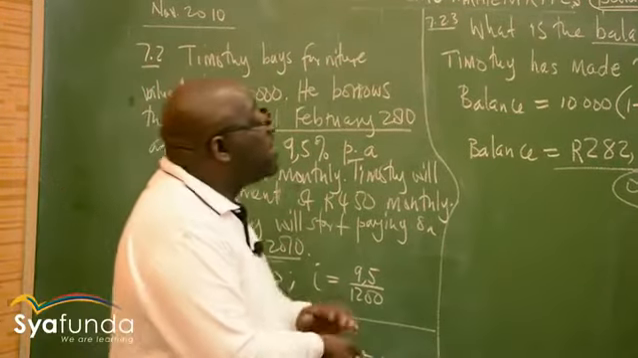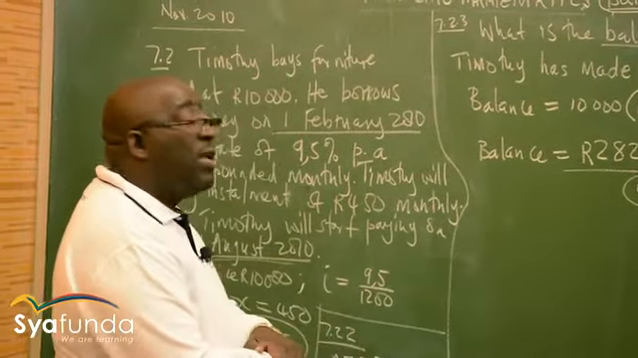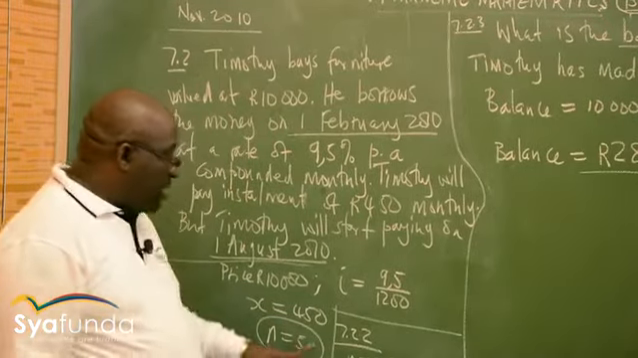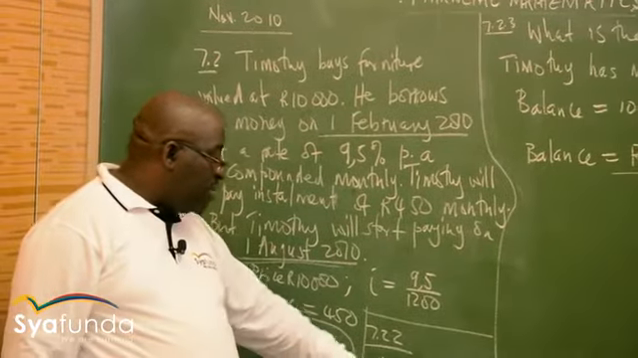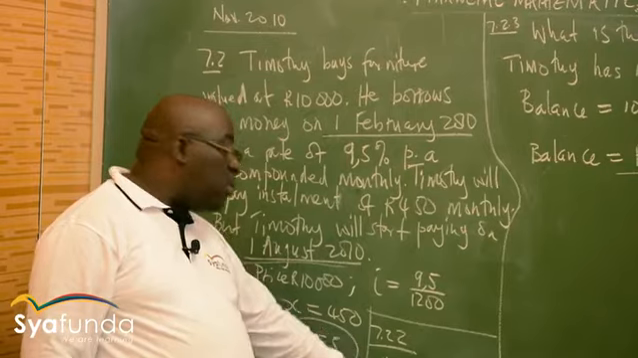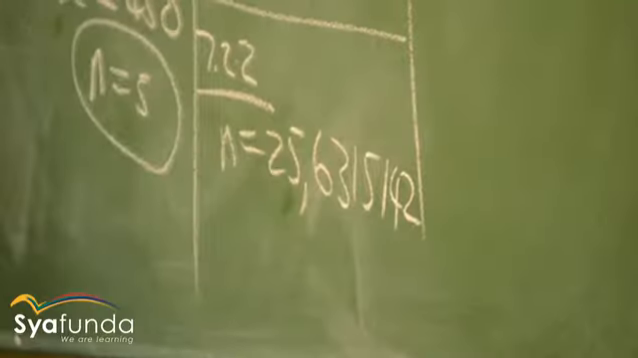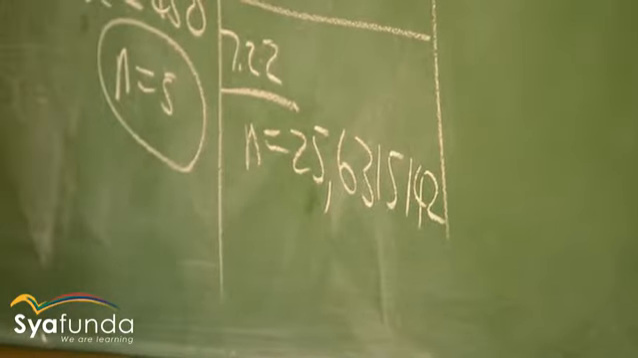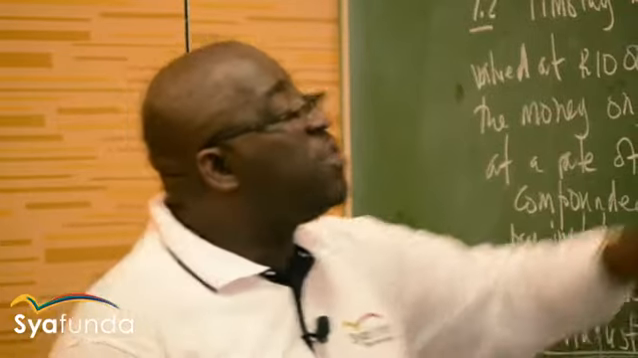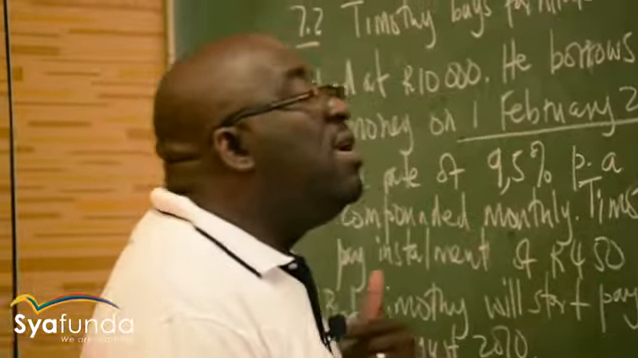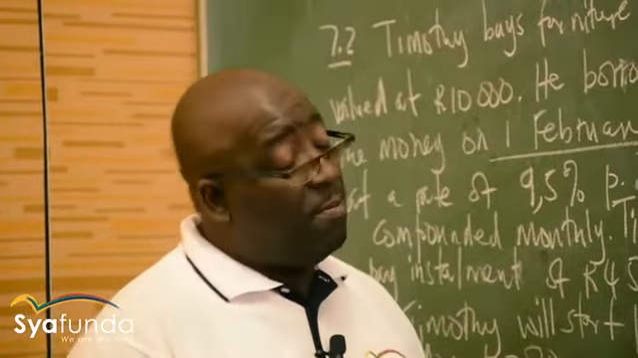We've just seen the first option on how to calculate the balance. This guy has paid 25 installments, so the balance will be 0.6315142. That's what he owes, the present value. So the second option of doing the same problem will be to find out how much this guy owes presently.